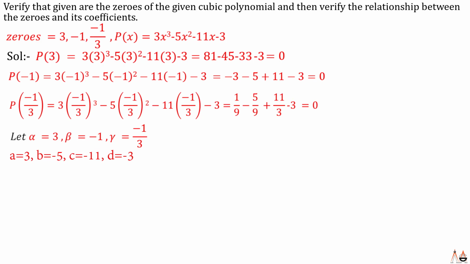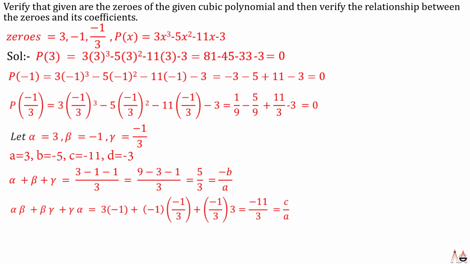Therefore, alpha plus beta plus gamma in this case will give us 5 by 3, which is in fact equal to minus b by a. If you compare it to the cubic polynomial, it's minus b by a. And alpha beta plus beta gamma plus gamma alpha gives us minus 11 by 3, which is equal to c by a in the given polynomial.